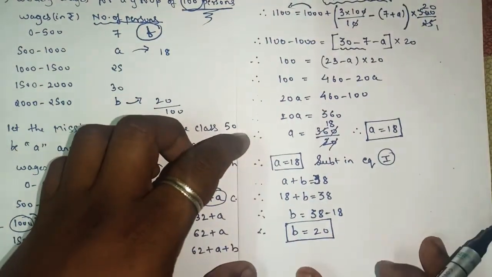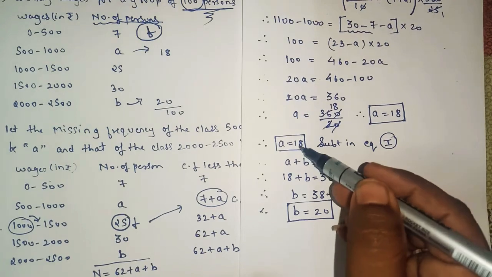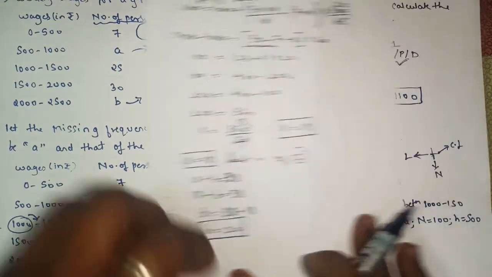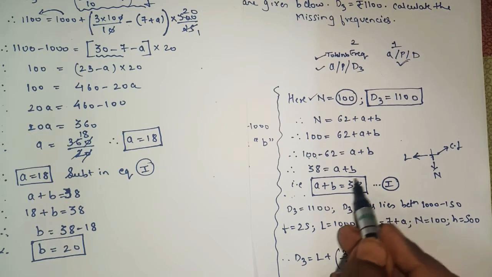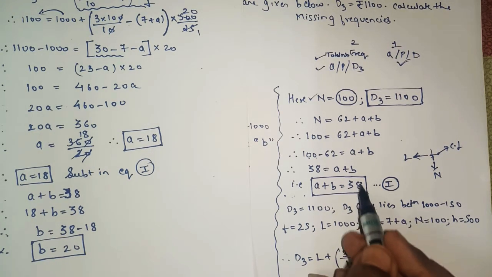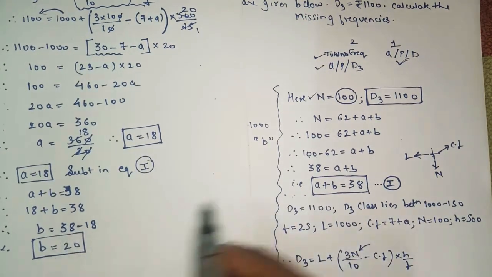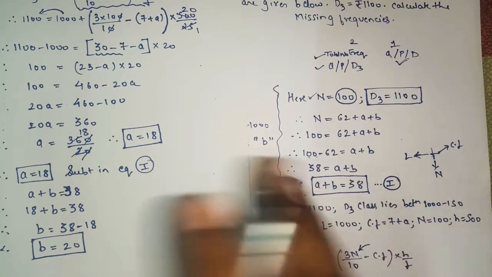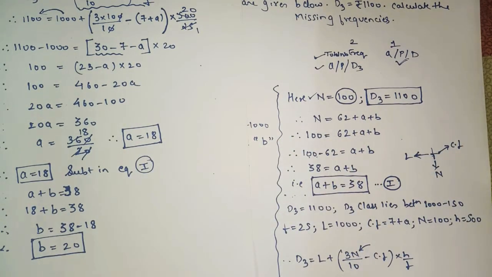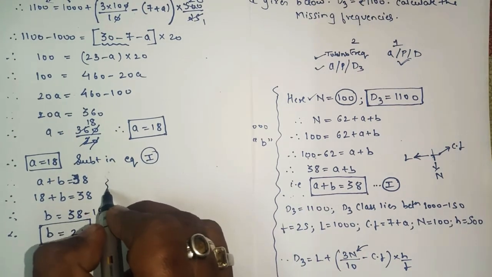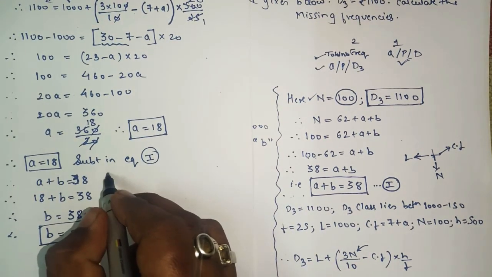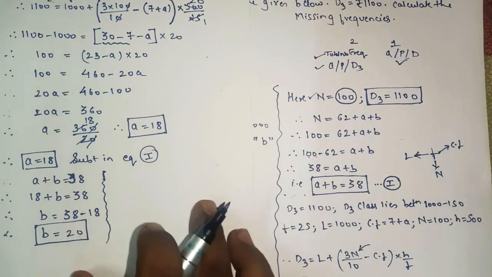Got the point? Okay, or else just simply take this value 18 and 20, substitute in equation number 1. 18 plus 20, it is 38. If you are getting the left hand side, right hand side also, after substituting the value of a and b, if you are getting the right hand side, it means our answer is perfect. So these are the two ways in which you can check whether your answer of a and b is perfect, correct or not.